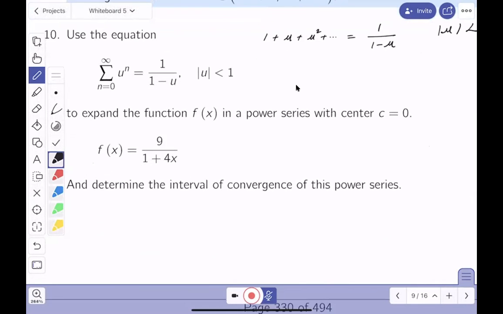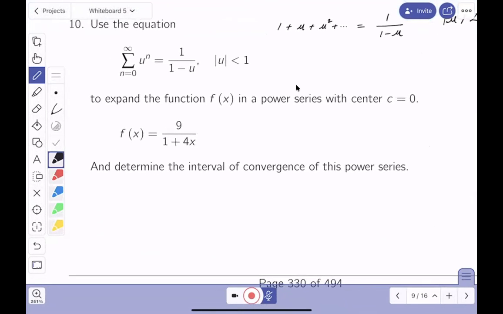So what they're asking us to do is use this to expand this guy over here. So I'm going to write this down so it looks more like that guy. What I mean by that, I want it to look like this guy over here. All right, let's write that down. So I'm going to write down 9 times 1.